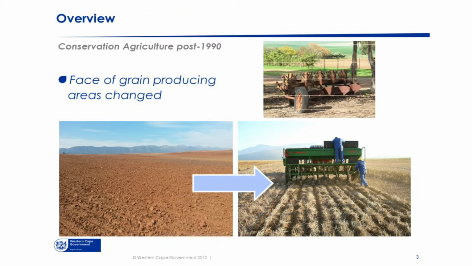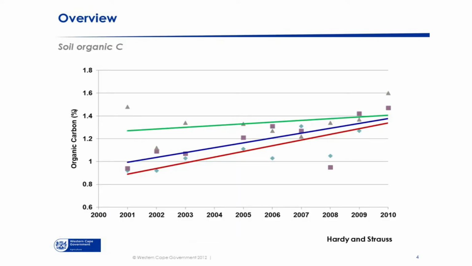So I think what is important is that we must realize the past few decades, the face of the crop production in the Western Cape has changed quite a lot from where the soil was tilled up to no carbon left in the soil. It changed to where a lot of stubble is left on the soil surface, the soil is not disturbed, and this caused a lot of changes within the soil.